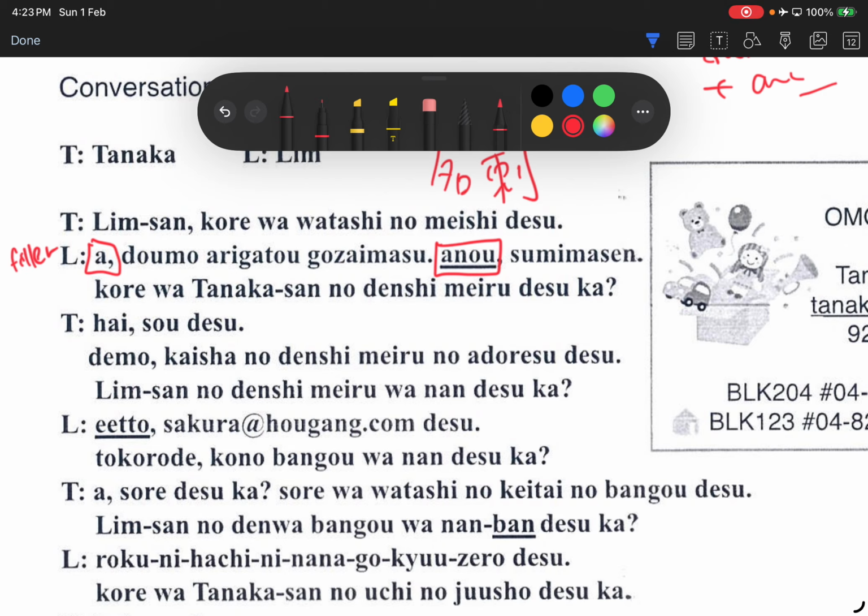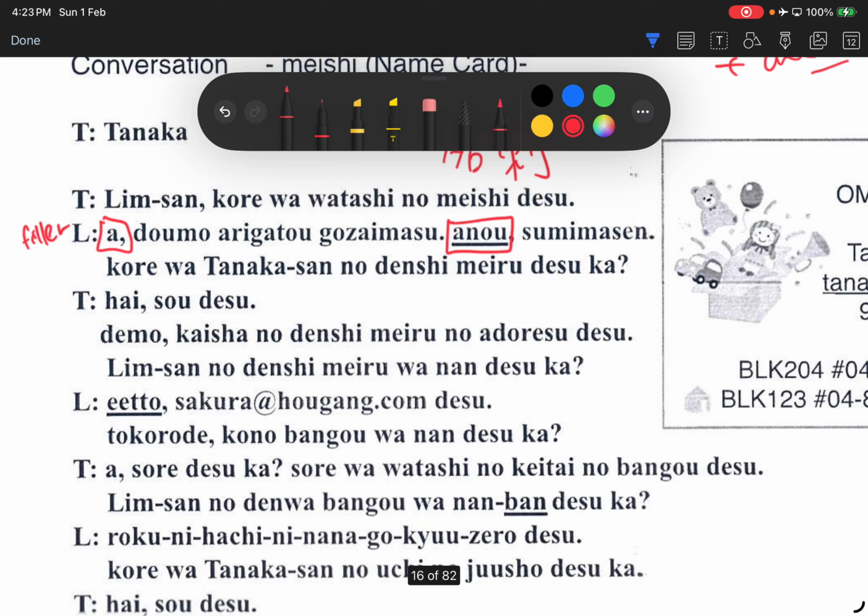So domo. This is like "oh, arigatou gozaimasu," right? So it's the same as "oh." Then sumimasen, which is like "excuse me," right? It's just a filler lah. So don't pay too much attention to it. It's just a filler. これは田中さんの電子メールですか?